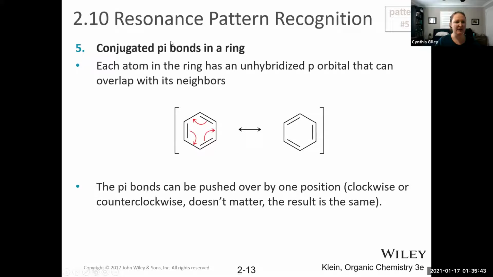And the last pattern is conjugated pi bonds in a ring. So when we have an aromatic ring like this benzene ring, what we know is that this is not a double bond next to a single bond, next to a double bond, next to a single bond, and so on. Actually, all 6 of these carbon-carbon bonds are equivalent, and they all have a bond order of about 1.5. So the only way to truly understand the true structure is to draw these 2 resonance contributors.